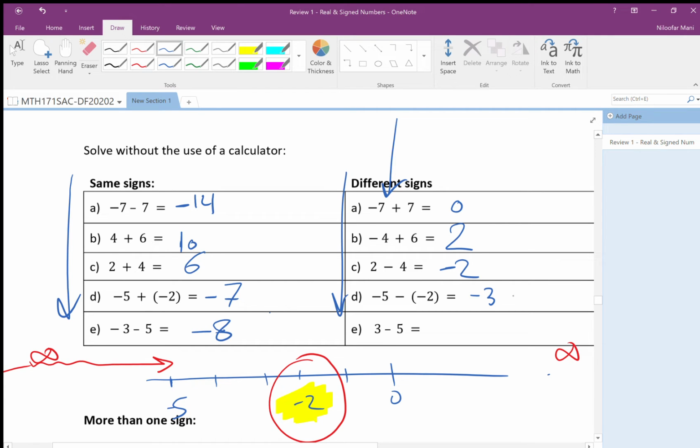And of course, if you do -5, minus minus, which is plus, which we are going to talk about later, so you do +2, and that's the same result. But right now, I don't talk about that. So I just see the difference between -5 and -2, and then I use the larger number sign.